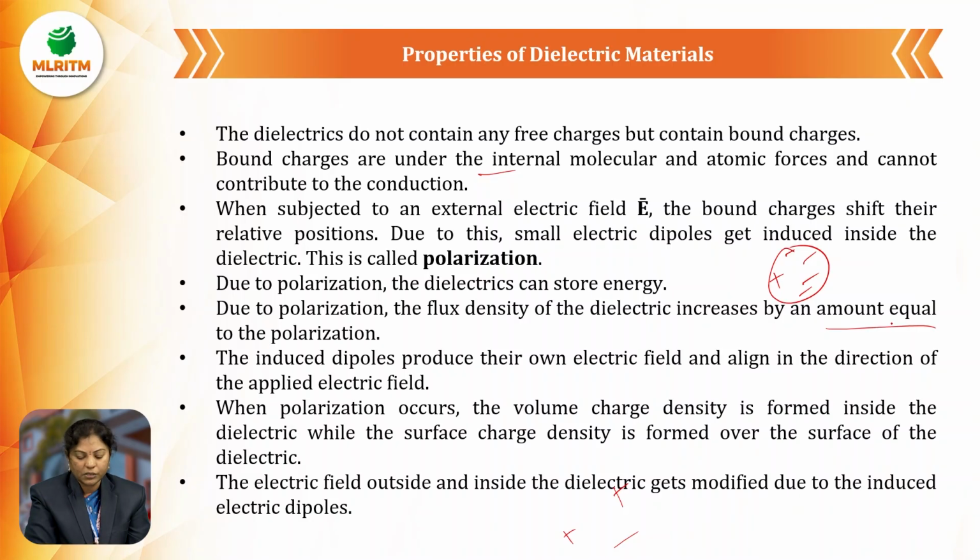Due to polarization, the dielectric can store energy, and the electric flux density increases by an amount equal to the polarization. The induced dipoles produce their own electric field aligned in the direction of the applied electric field. When polarization occurs, a volume charge density is formed inside the dielectric, while a surface charge density forms over the surface of the dielectric. The electric field outside and inside the dielectric gets modified due to the induced electric dipoles. So these are the properties of dielectric materials.